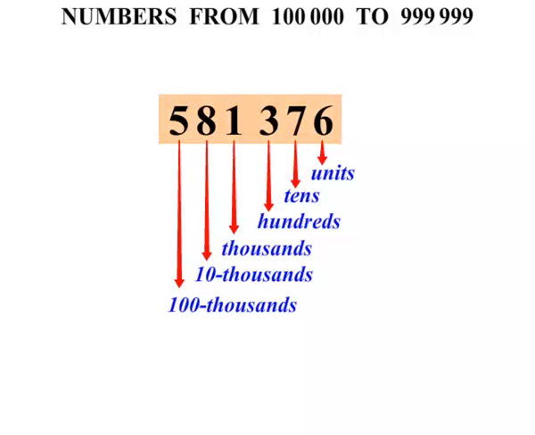Now to read that number, there's 6 digits there, but you've only got to read 3 at a time. That first 3, 581, and then you say 1,000. There's a little gap there. 581,376.